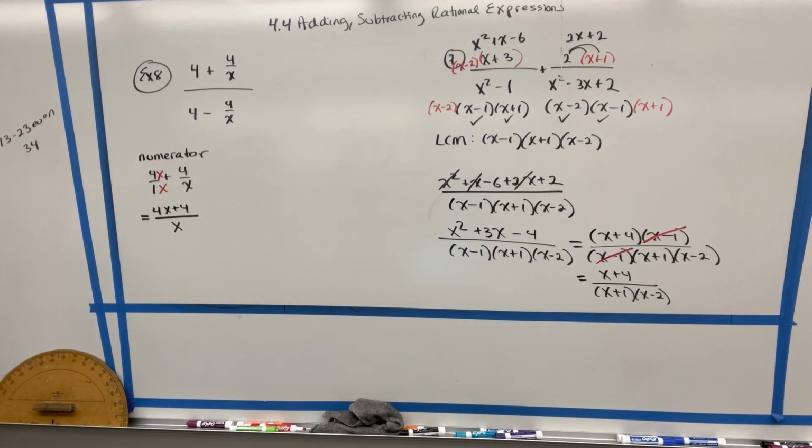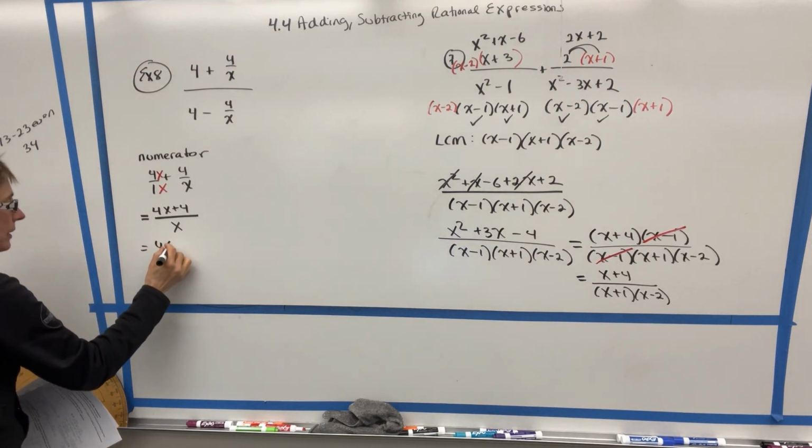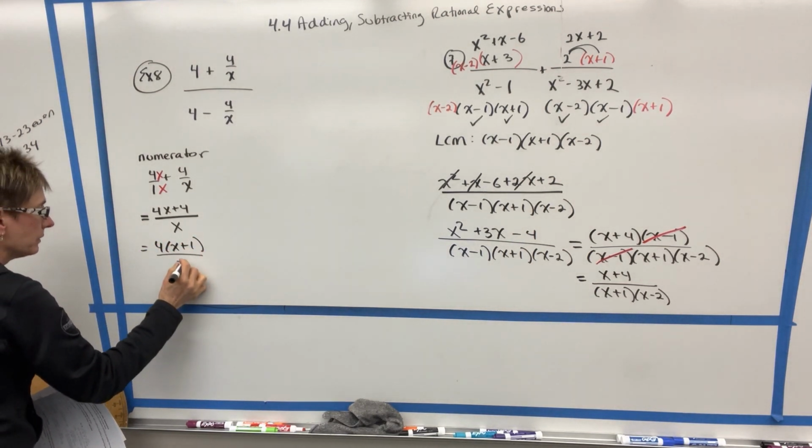and then a numerator of 4x plus 4. I'm just thinking if I might want to factor that. I think I'm going to factor that now, just so that I have it as 4 times x plus 1 over x.